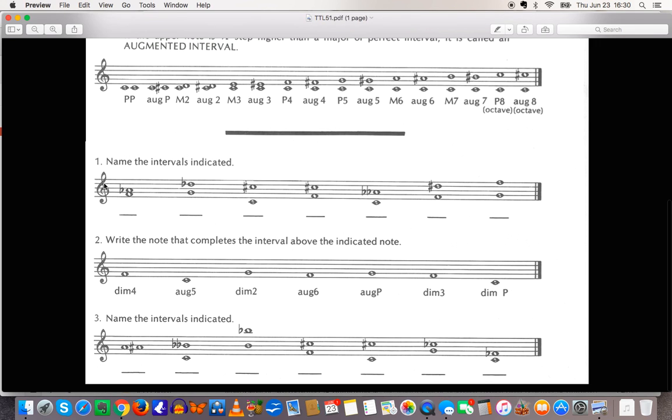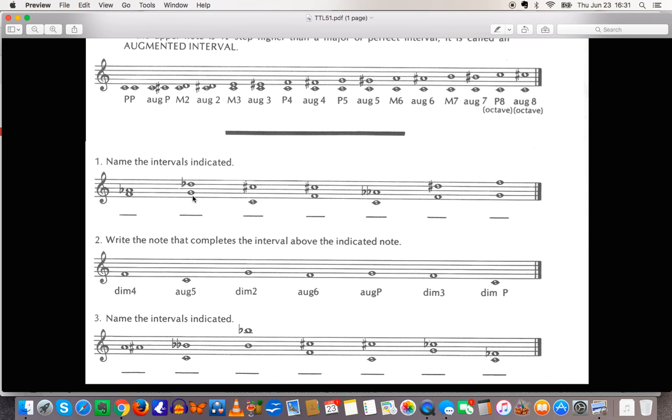Now you need to name the intervals indicated here. So let's look at this. From F to A flat is a minor third, right? First, if we ignore this flat symbol, we have a major third. Lower that a half step, we get a minor third. All right.